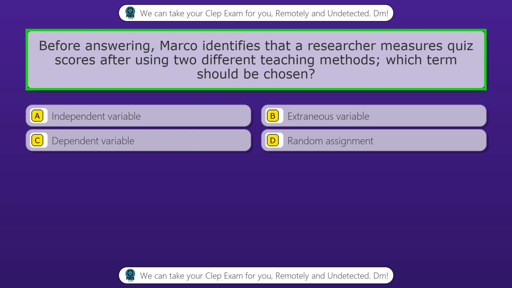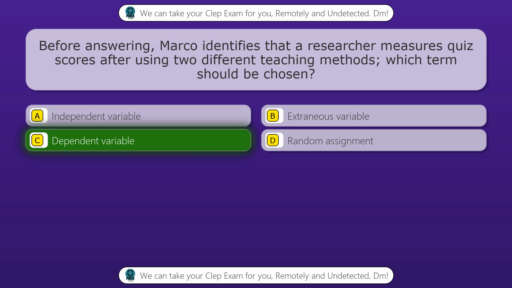Question 91. Before answering, Marco identifies that a researcher measures quiz scores after using two different teaching methods. Which term should be chosen? Option A, independent variable. Option B, extraneous variable. Option C, dependent variable. Option D, random assignment. The correct answer is option C, dependent variable.